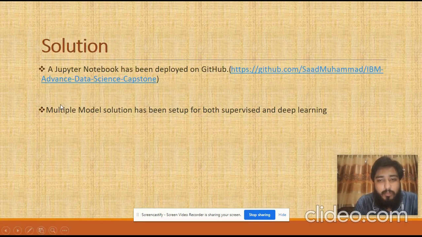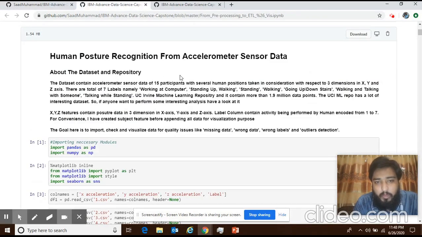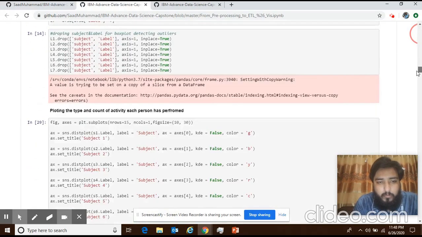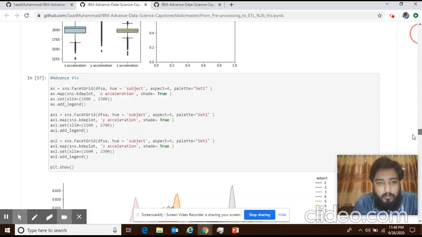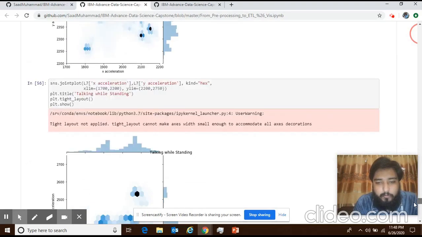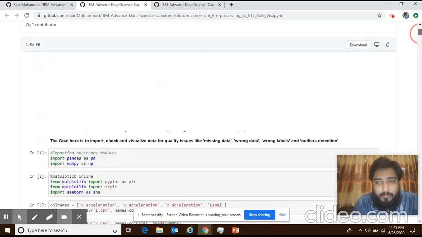Well, for solution, I have a Jupyter notebook which is deployed on GitHub. Here's the link for my project as well. I have divided the book in two. The first book was for initial data exploration, data visualization, as well as checking outliers and performing a little bit of fun to see how correlations work.